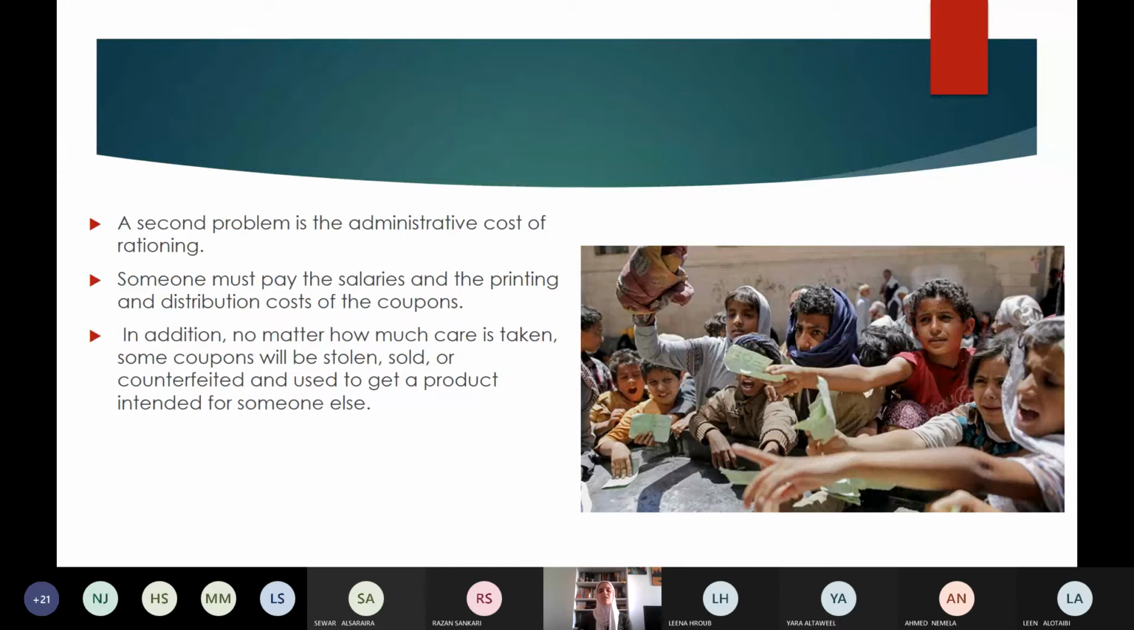The government doesn't have complete control of the rationing system. No matter how much care is taken, some coupons will be stolen, sold. I can take a coupon and then sell it. So in the end, corruption also means that I do not get the same share as my neighbor. No, she paid and she took more coupons. She stole coupons. So she took more than I took. So it is also not fair.